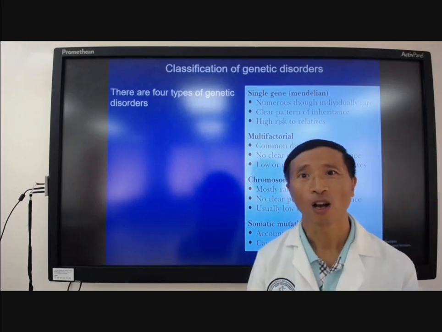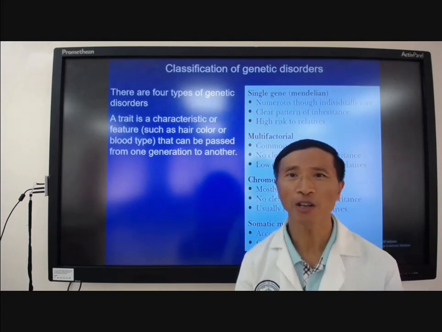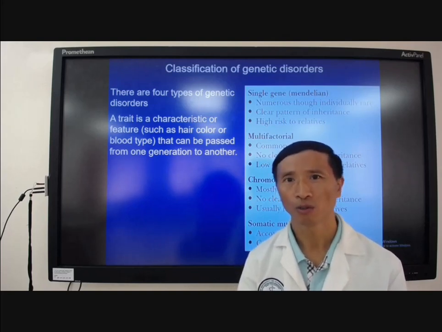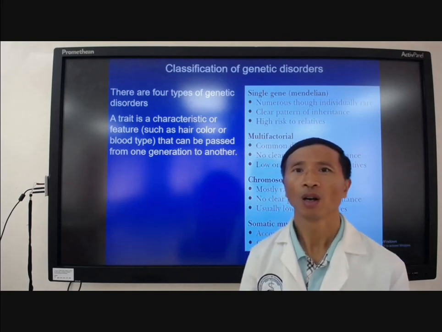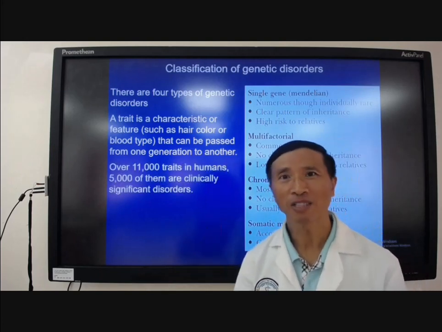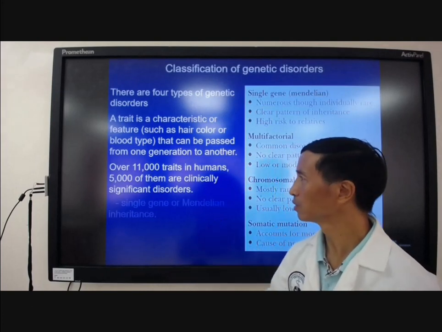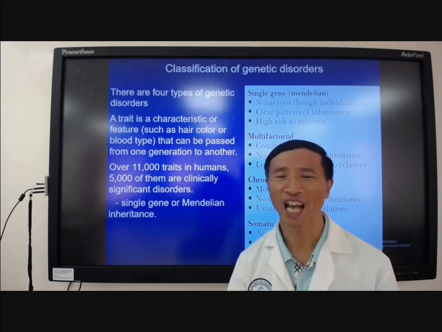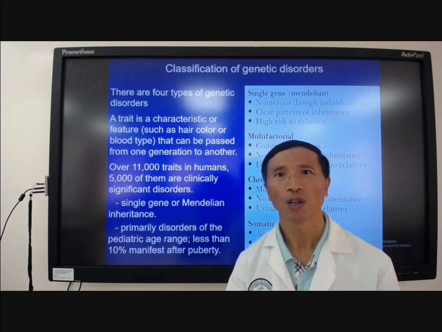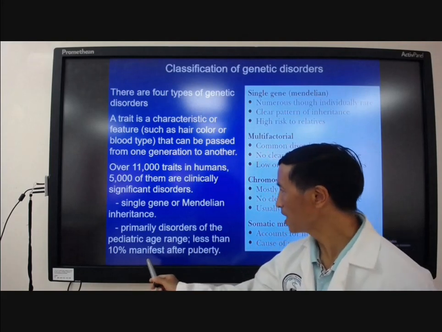In genetics, a trait is a characteristic such as hair color or blood type that can be passed from one generation to another. There are over 11,000 traits in humans. 5,000 of them are clinically significant disorders. They exhibit single gene inheritance. They are primarily disorders of pediatric age range. Less than 10% manifest after puberty.